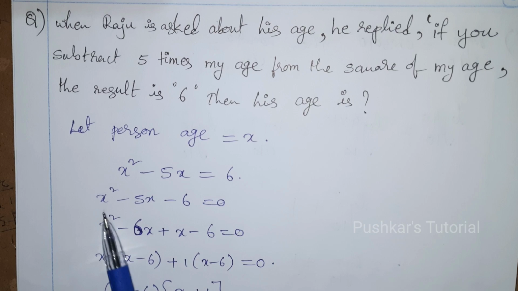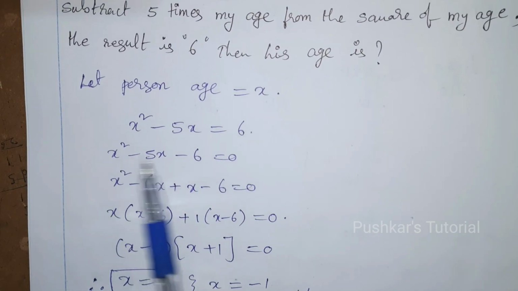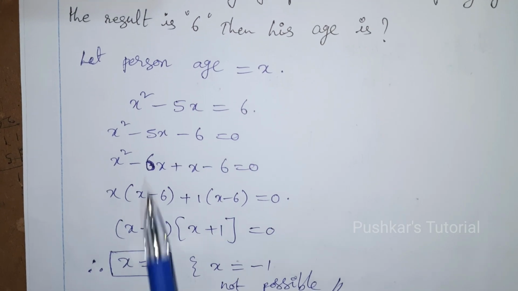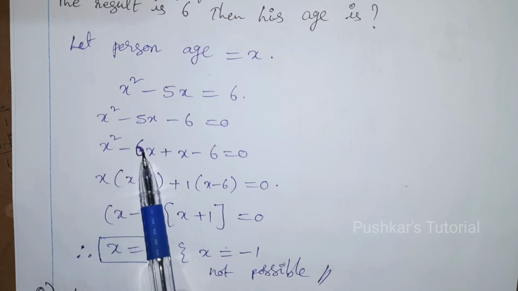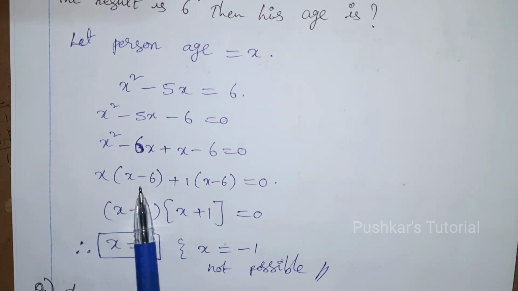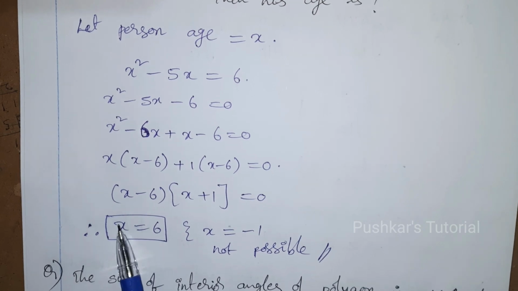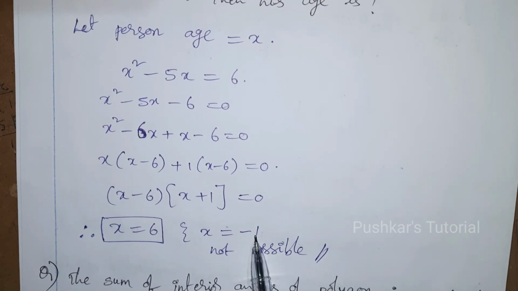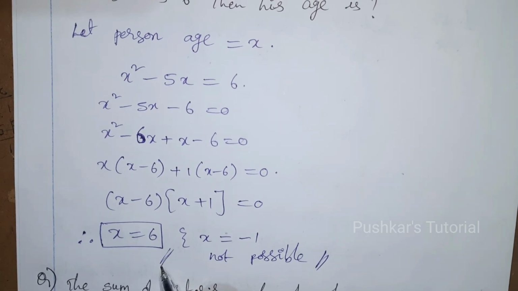Take it to the left side. We have to do factorization. So x square minus 5x minus 6: the product of first and last is minus 6x square. So minus 5x we can write as minus 6x plus x. Taking common again, x minus 6 and x plus 1 left over. So x is equal to either 6 or minus 1. But it is discussing age, so negative is not possible. Therefore the answer is x equals 6.